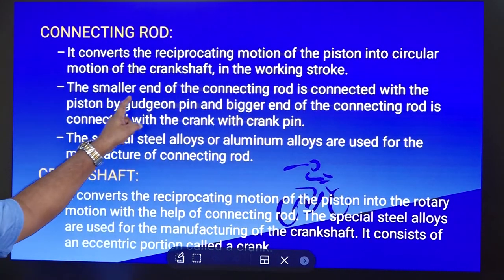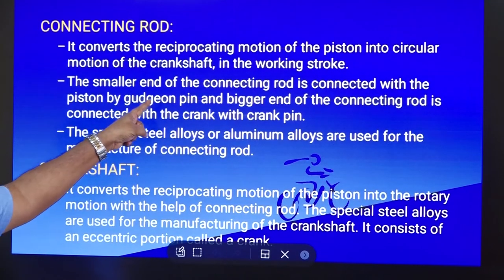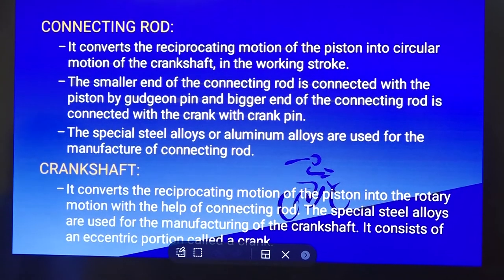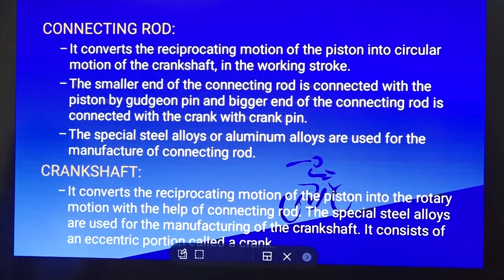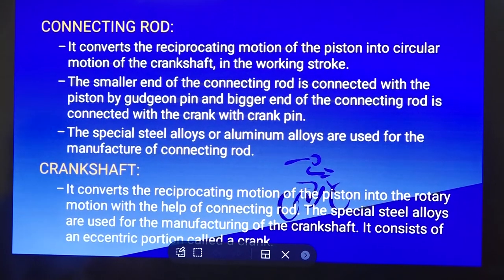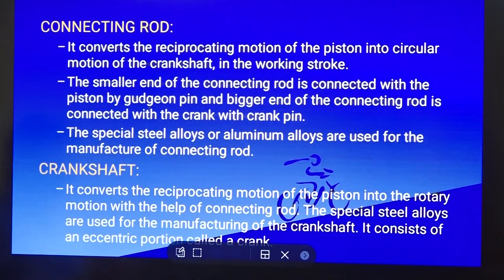The smaller end of the connecting rod is connected with the piston by the gudgeon pin, and the bigger end is connected with the crank by the crank pin. You should know where the gudgeon pin lies and where the crank pin lies. This connecting rod is made up of special steel alloys or aluminium alloys, which are used for its manufacturing.